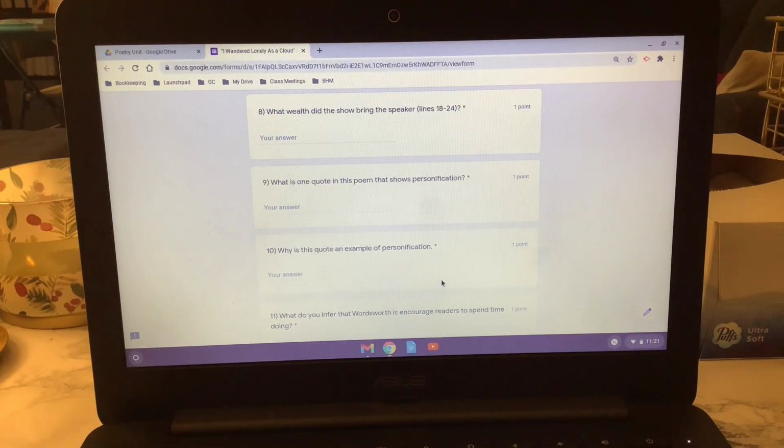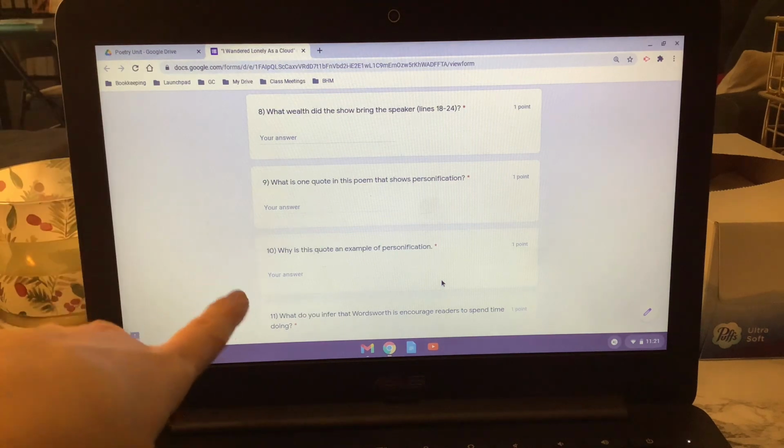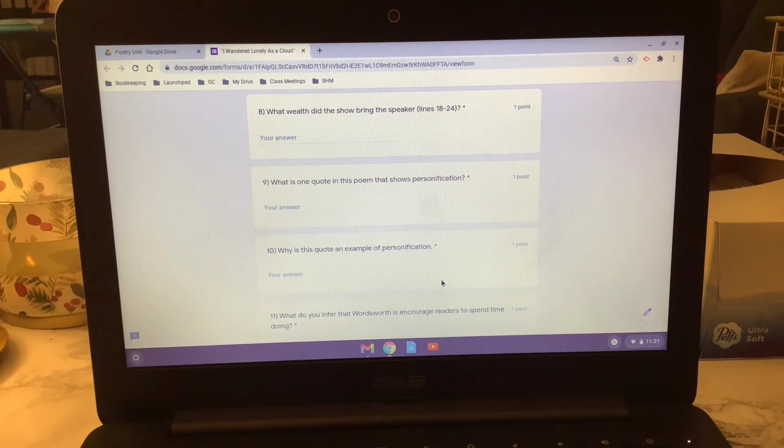Okay, getting to our objectives here. What is one quote that shows personification? So we'd say one quote in this poem that shows personification is blank. And you'll fill in a quote. So remembering the definition that we just talked about. And then 10, why is this quote an example of personification? So this quote is an example of personification because, again, as we're going through, I will really guide you through how to answer that question. And it's something very much that I will ask you to do on a test, so it's good practice to be working with me.